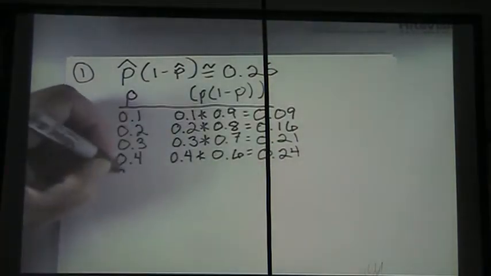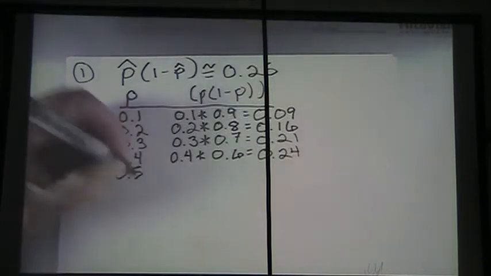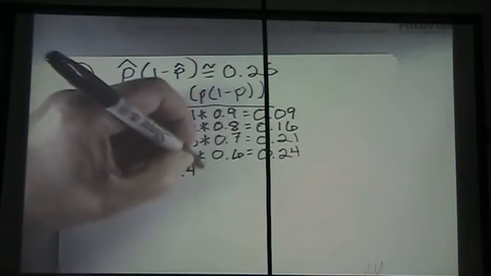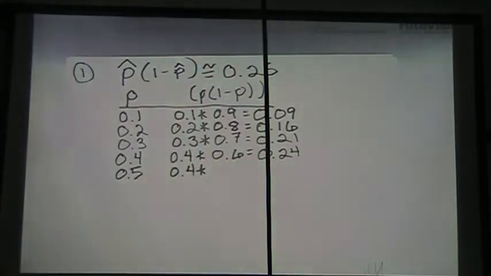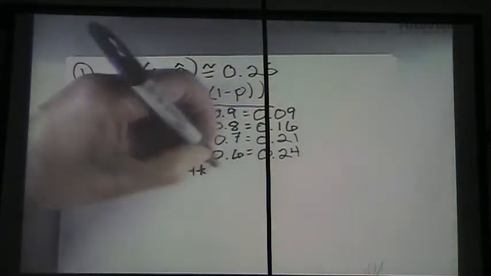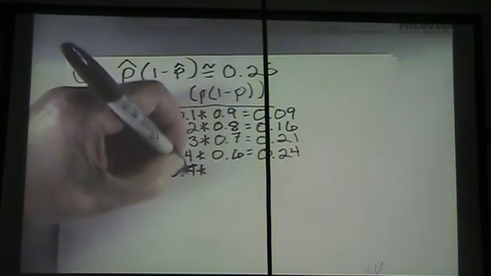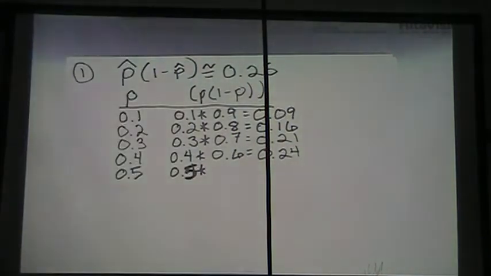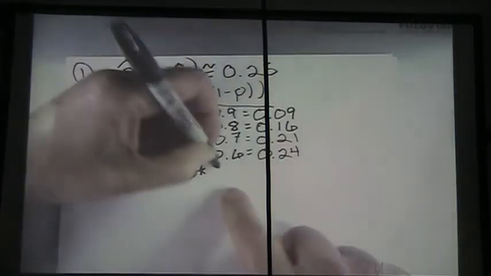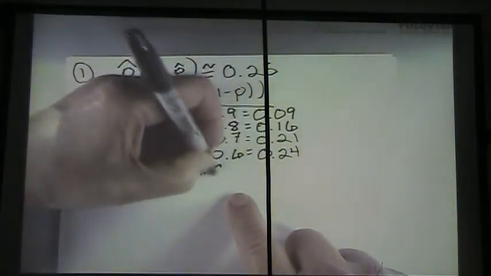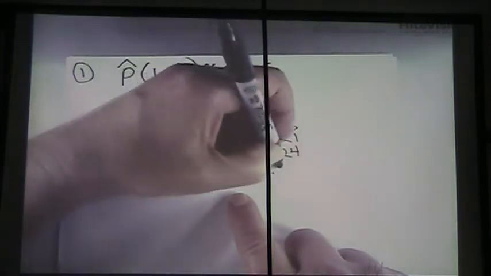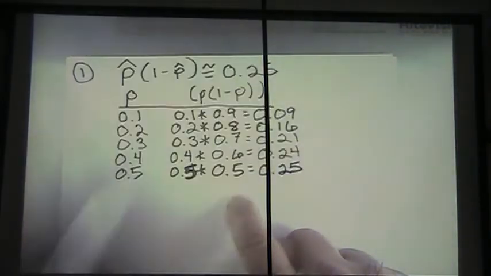Then we have 0.5, which means that 0.5 times the quantity 1 minus 0.5, is going to be 0.5 times 0.5 equals 0.25.